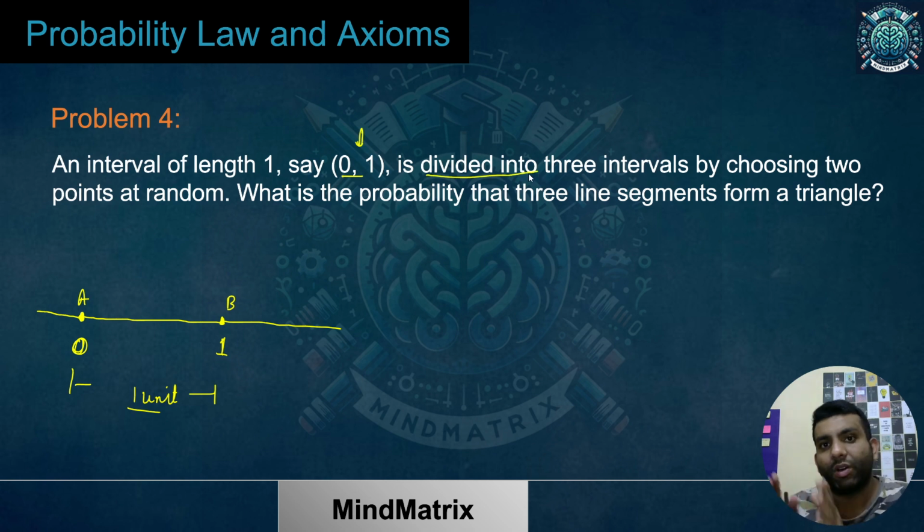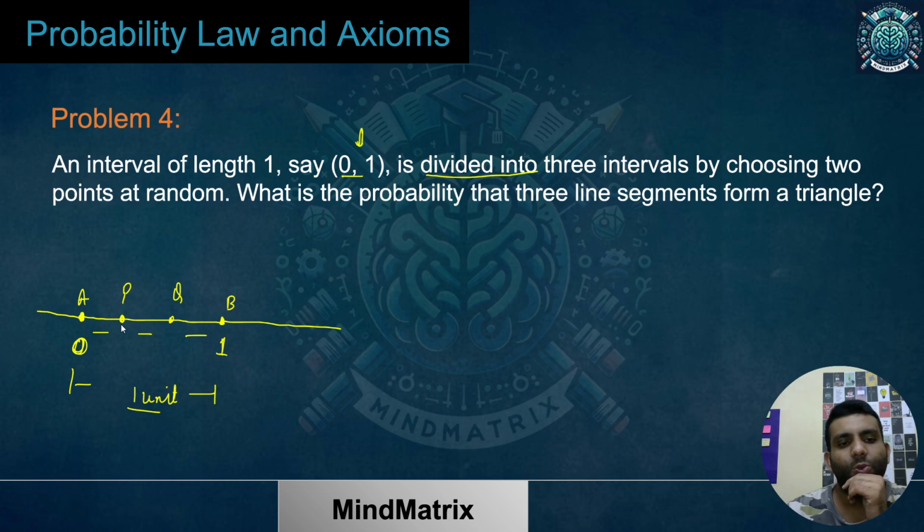We have broken this into 3 parts by choosing 2 points at random. We are choosing 2 points and the interval is getting split into 3 parts. How is that possible? If you don't know, this is the first point I have picked, and this is the second point I have picked. Let's call this point P and this point Q. Are we getting 3 intervals or not? 1, 2, 3. Yes, we are getting 3 intervals by choosing 2 points at random in between, and those are P and Q. Straightforward up till this point.